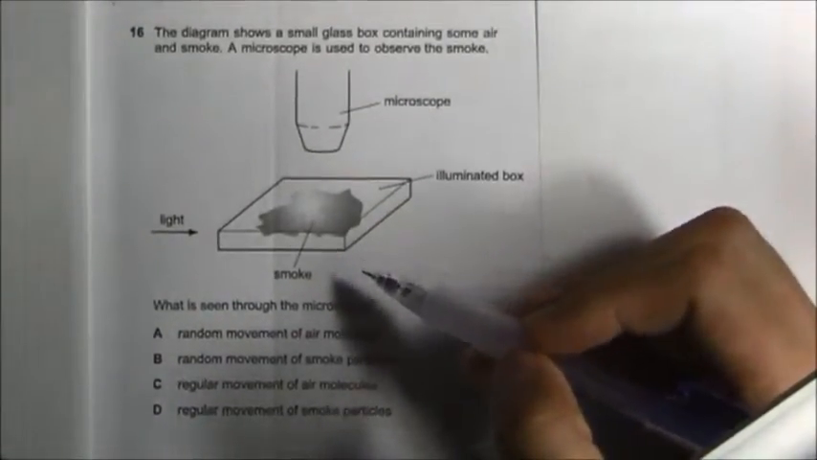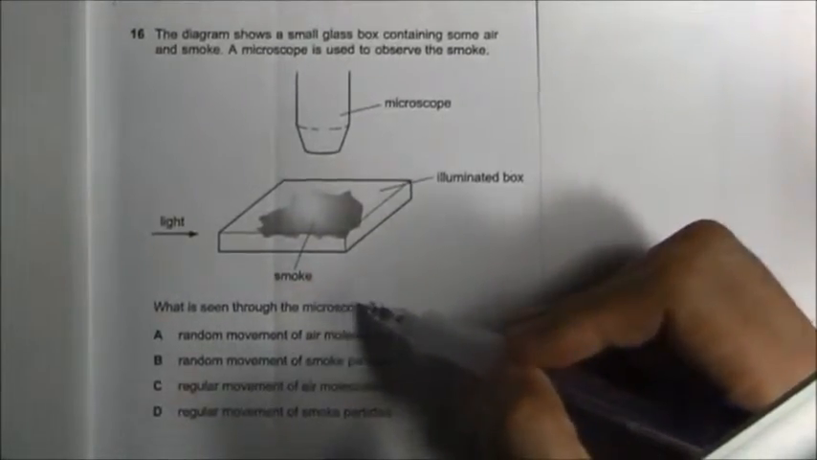Okay, this is a recall question. So we need to bear in mind that in a Brownian motion experiment, the bright specks that we see through the microscope are actually the smoke particles. So what is actually seen will be the random movement of the smoke particles. B.